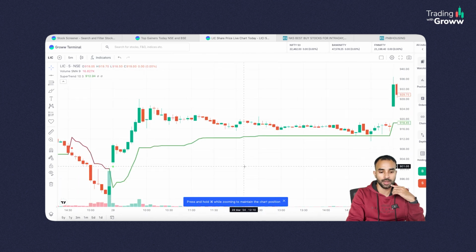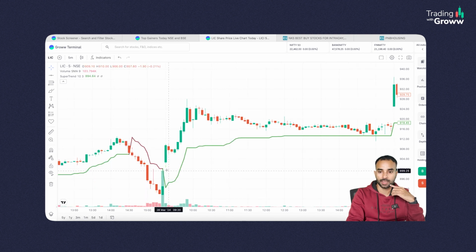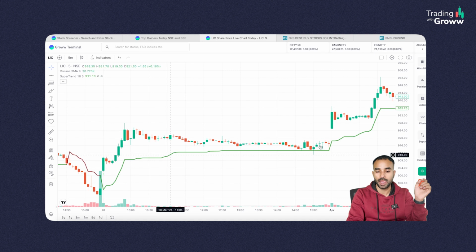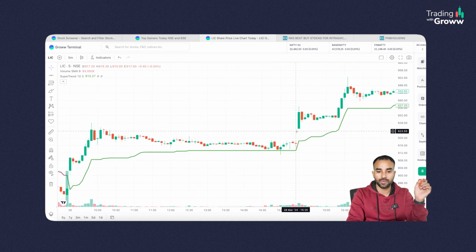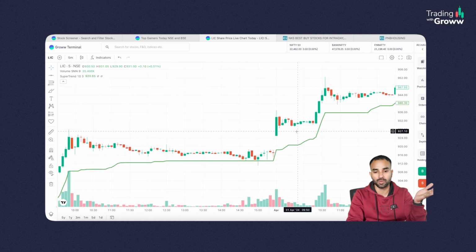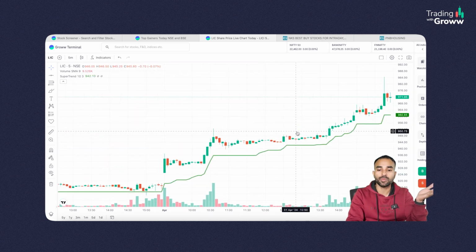See, for an example, with respect to LIC stock, the buy signal came on 28th itself. On 28th itself, once the market opened as a gap up, around 900 rupees, it gave a buy signal, and that complete day it was in buy signal. And again, yesterday on April 1st, when the market opened at gap up, the buy signal was still valid. So as soon as the market opened as a gap up, you can directly get into it because the buy signal was still valid, and you can just trail the profits.